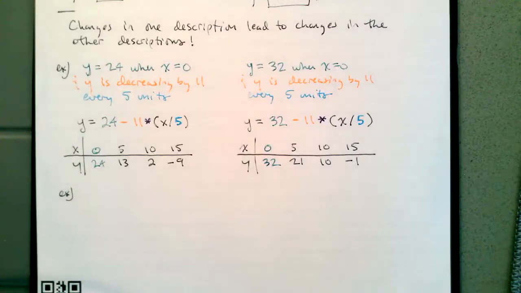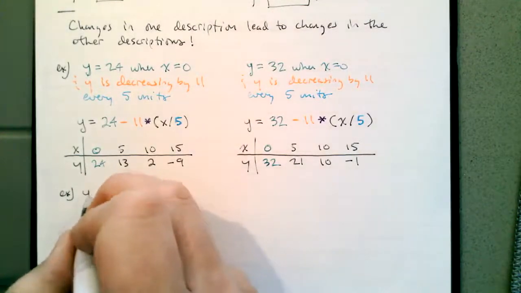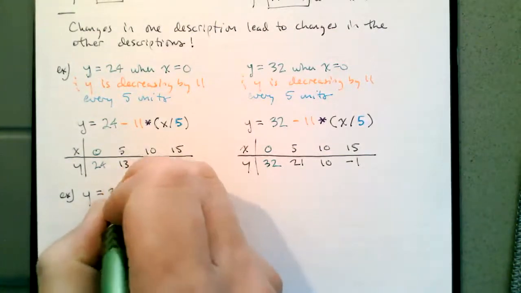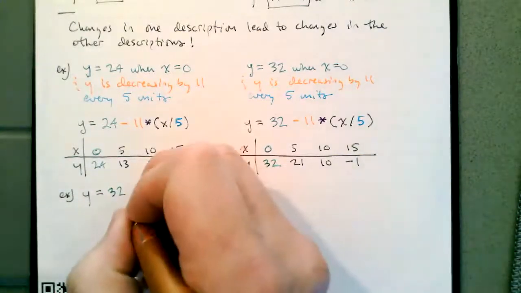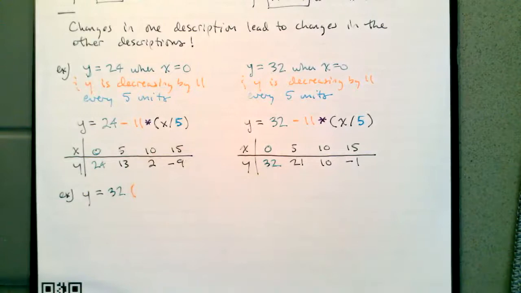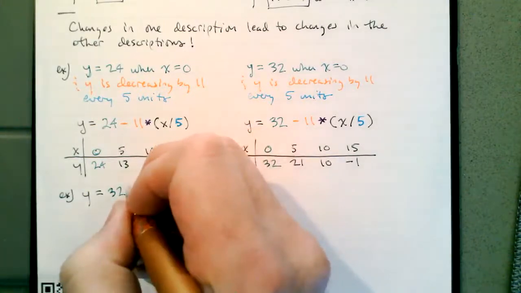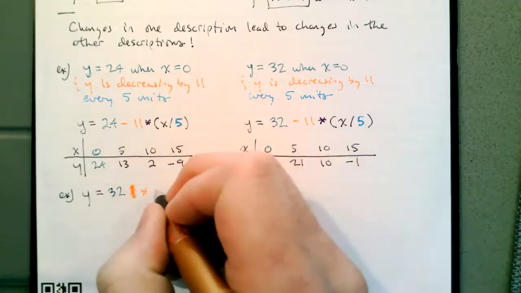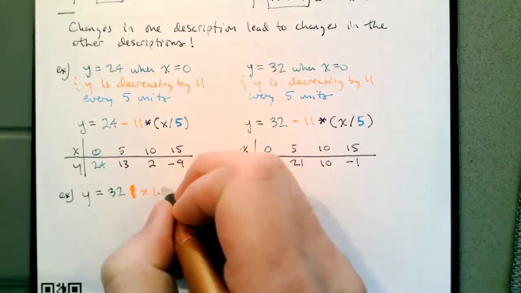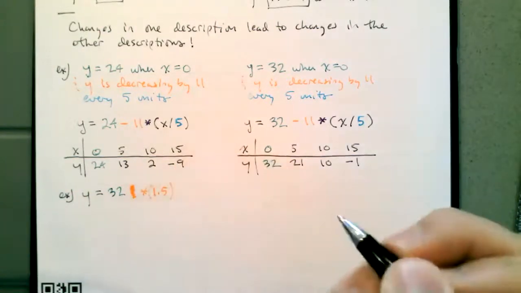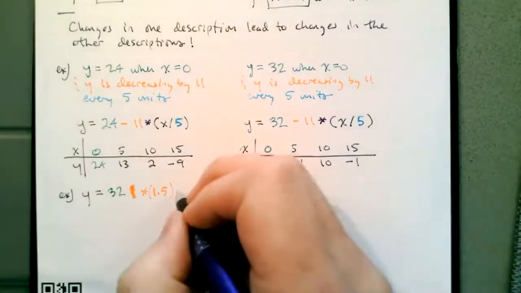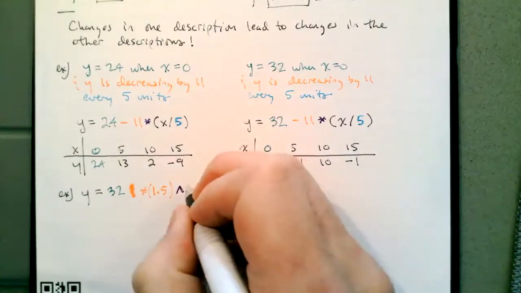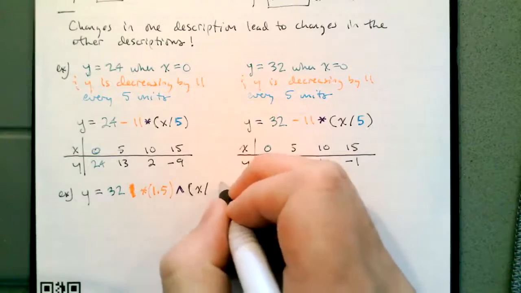Let's suppose that I write a different equation. Let's suppose that I write the equation y equals 32 times, actually I want to use the times symbol, 32 times something weird like 1.5. 32 times 1.5, and let's suppose that we're going to do this multiplication a bunch of times, so I use exponents to say a bunch of multiplication. And let's suppose that we do this every 5 units still.